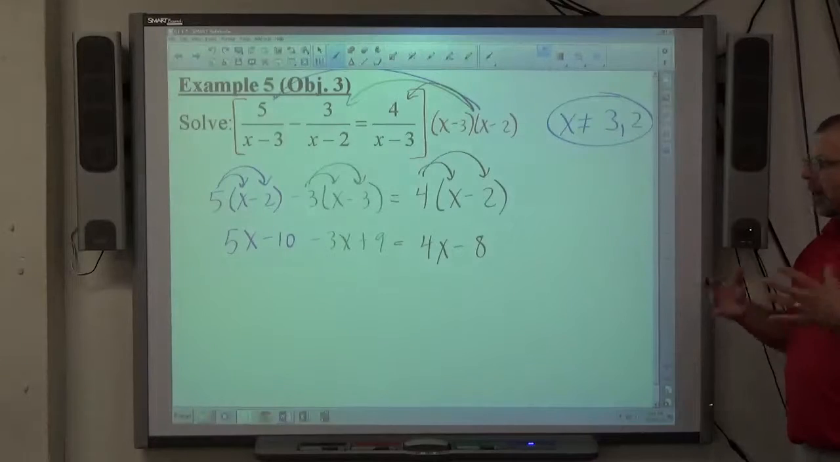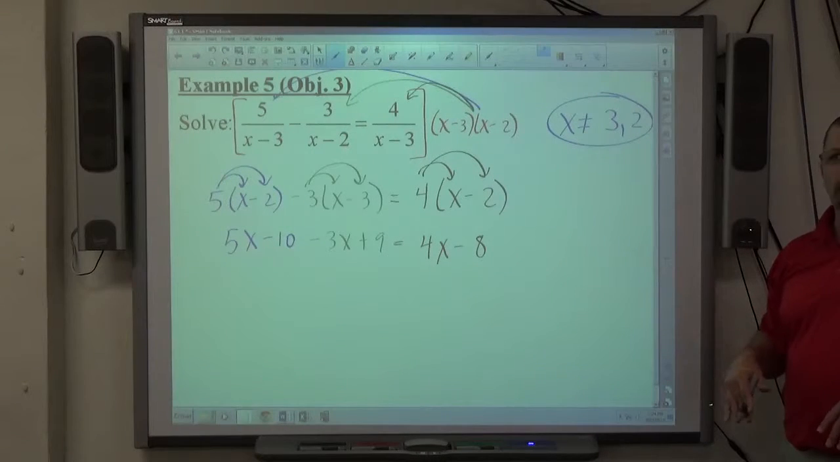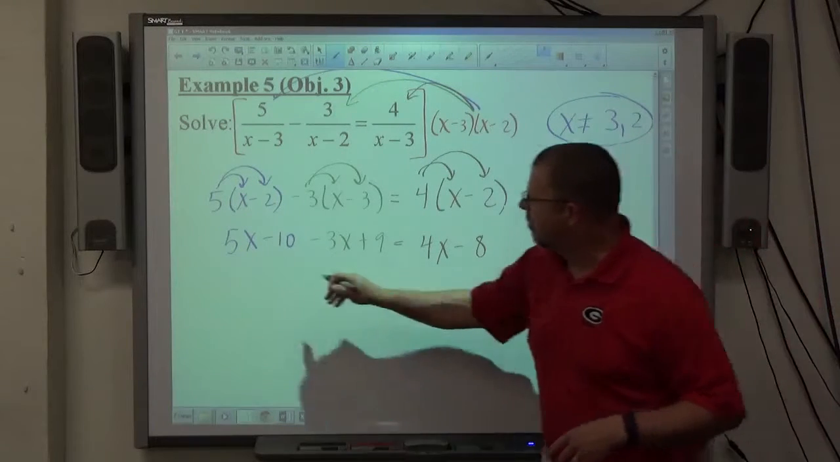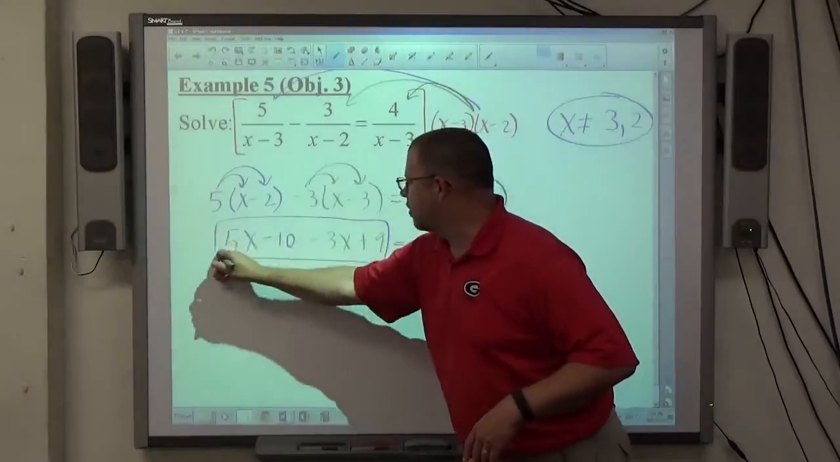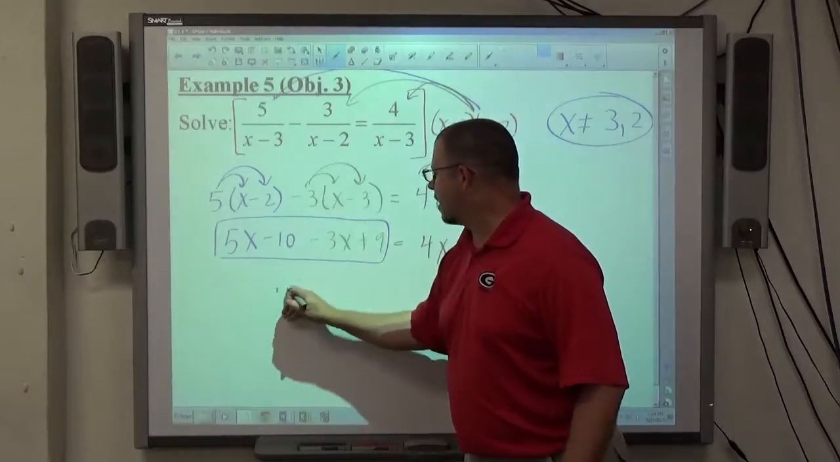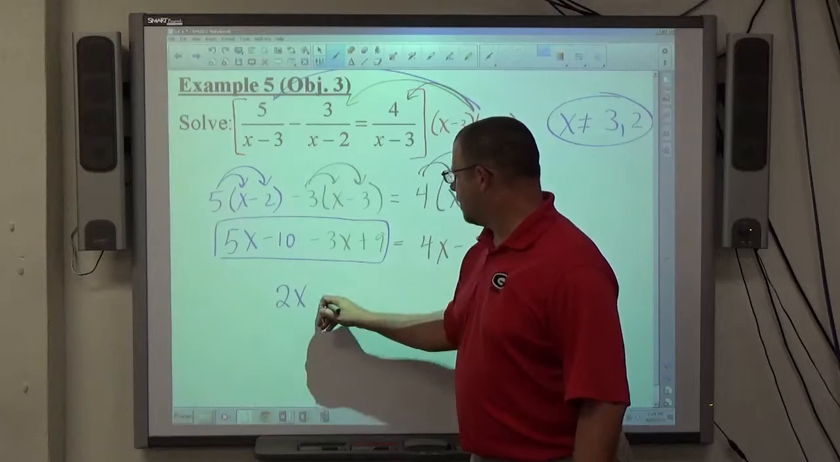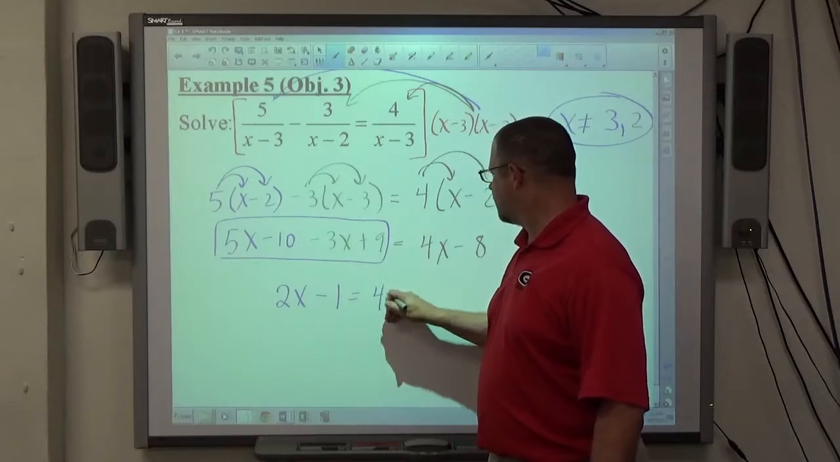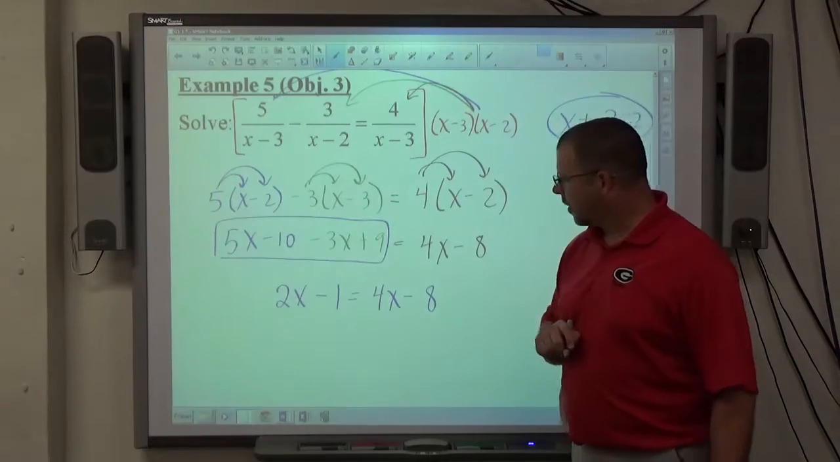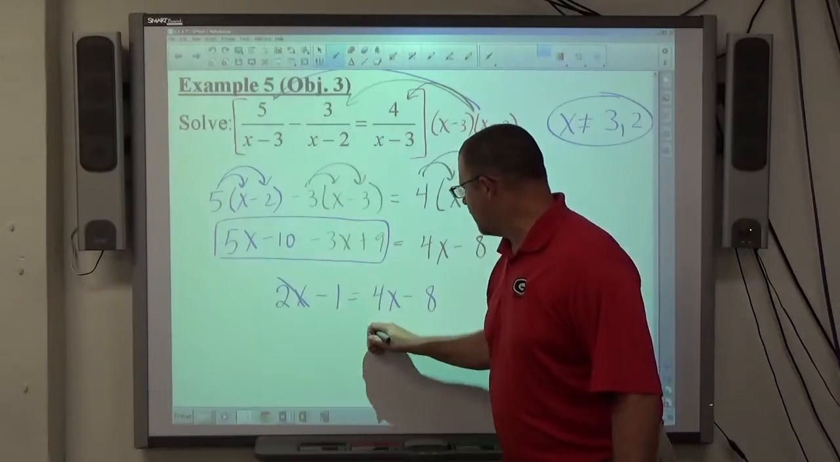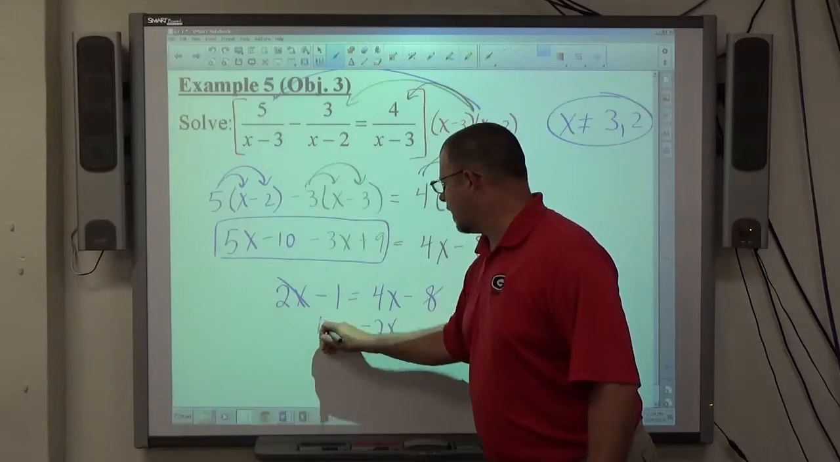Now once we get to this point, you can go ahead and start solving right away. I personally like to simplify one more step. These guys have like terms in them, so I'm going to do that. 5x minus 3x is 2x. Negative 10 plus 9 is minus 1, equals 4x minus 8. So what's left to do is move the 2x to one side and the 8 to the other side.